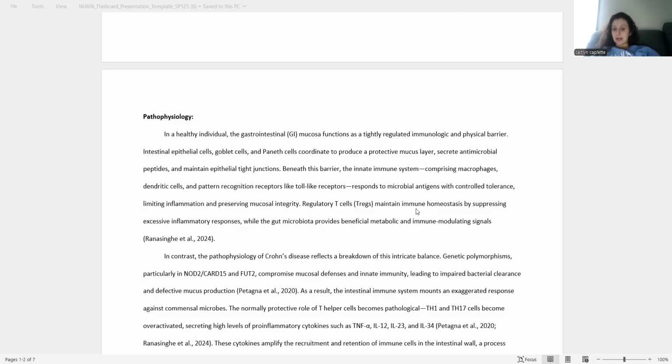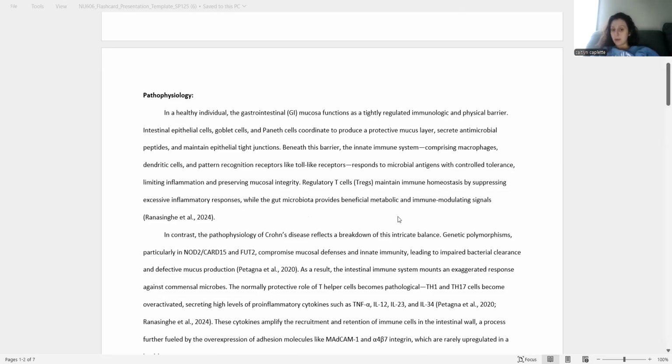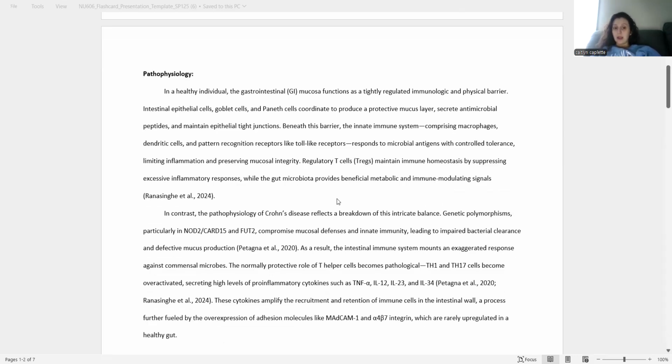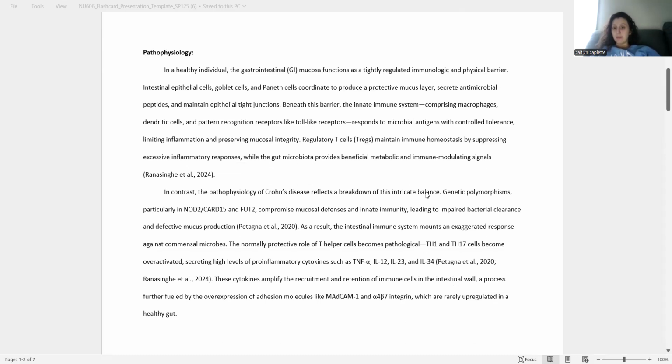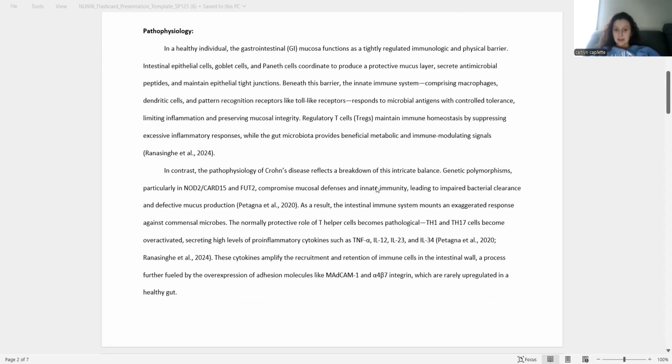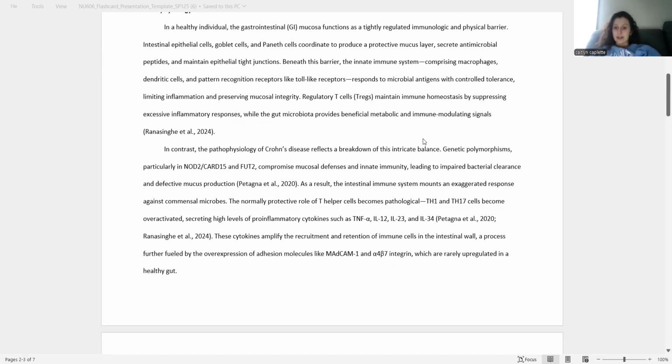Regulatory T cells maintain immune homeostasis by suppressing excessive inflammatory responses, and the gut microbiota provides beneficial metabolic and immune modulating signals. Now, in Crohn's disease, the pathophysiology reflects a breakdown of intricate balance that's different than that of a healthy individual.